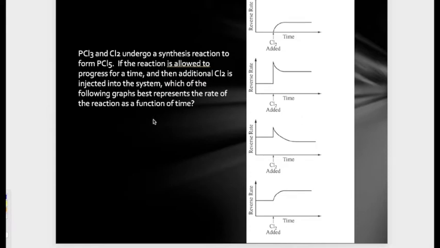Okay, this is an old multiple choice question. We see that PCl3 and Cl2 undergo a synthesis reaction to form PCl5. It progresses for a time, so that tells me that I reach equilibrium. And then all of a sudden I inject additional Cl2. Which of the following graphs best represents the rate? So I'm looking at the rate of the reaction as a function of time. And notice that the rate that they're asking me about on these graphs is the rate of the reverse reaction. So this is actually pretty tricky.